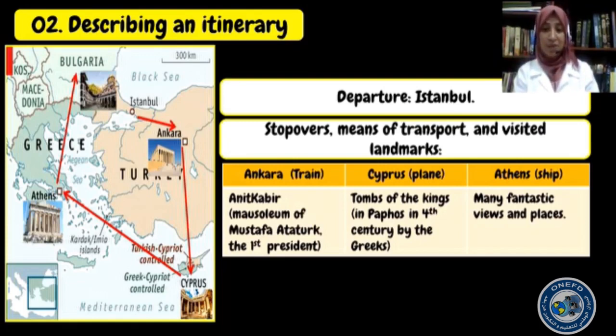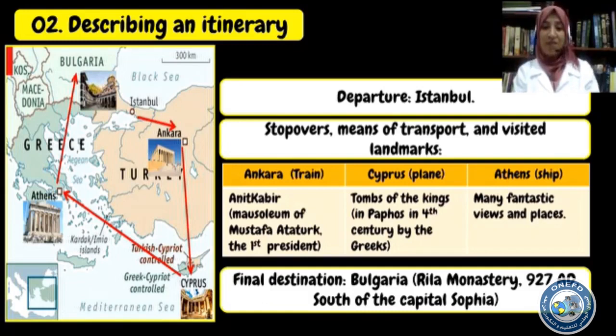Second stopover is Cyprus, and the means of transport is the plane. Here the famous landmark in Cyprus is Tombs of the Kings in Paphos, built in the 4th century BC by the Greeks. The last stopover is Athens, and the means of transport is the ship. So here in Athens we have seen many fantastic views and places.